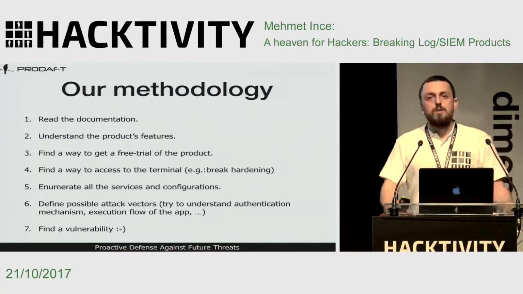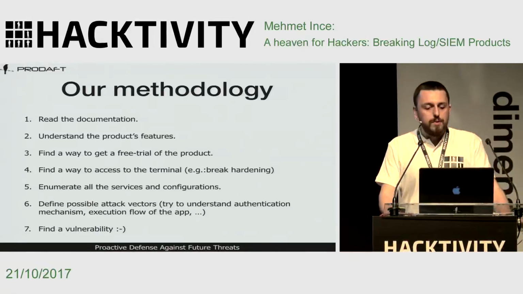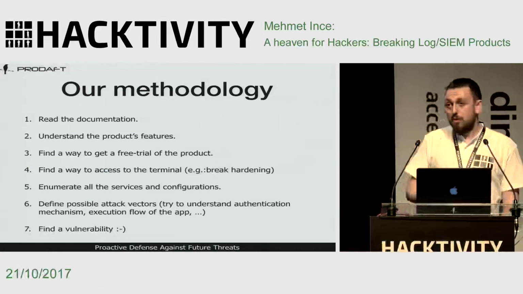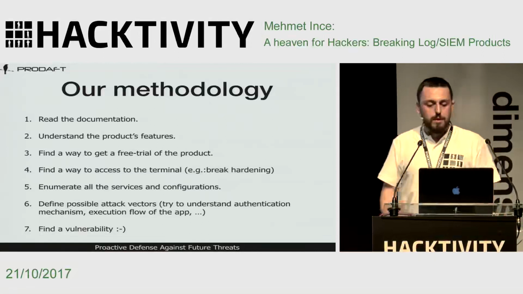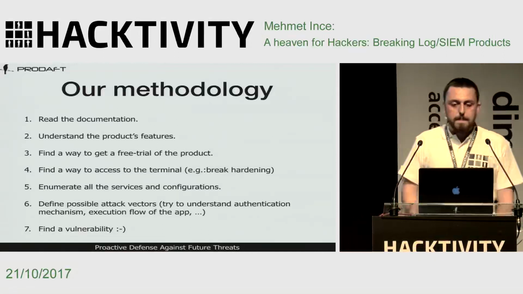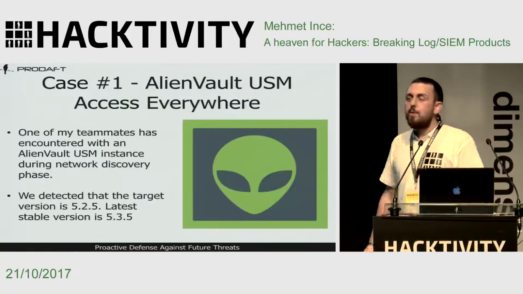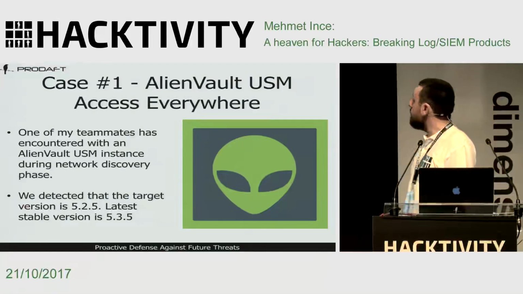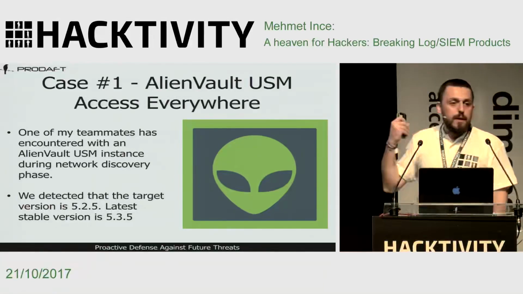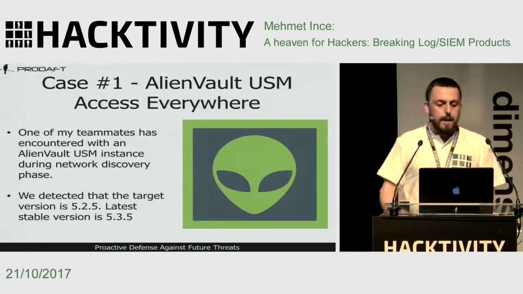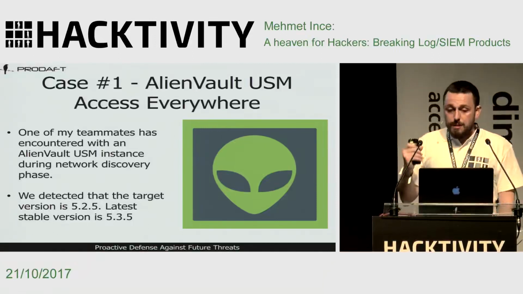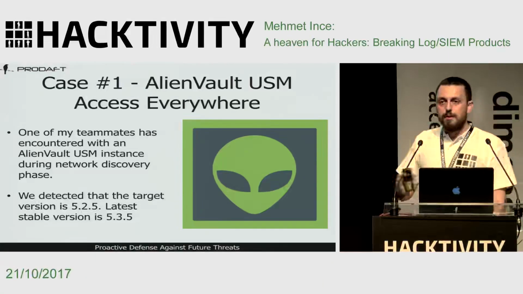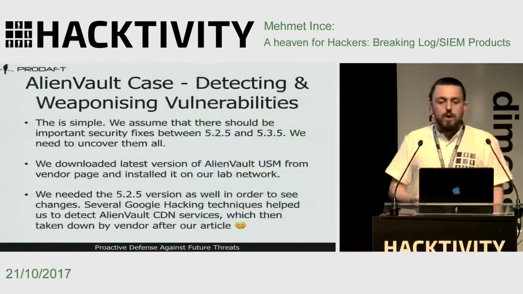After you finish the enumeration within the box, you need to define the possible attack vectors, which means you need to focus on the execution flow, and then you need to start to find the vulnerabilities. Our first case was with the AlienVault USM product. Actually, we met with this product during a pen test, and we realized that the instance was using an older version, not the latest one. So our idea was very simple.